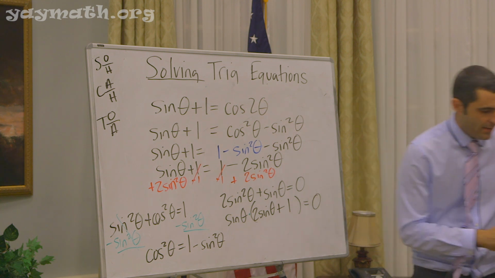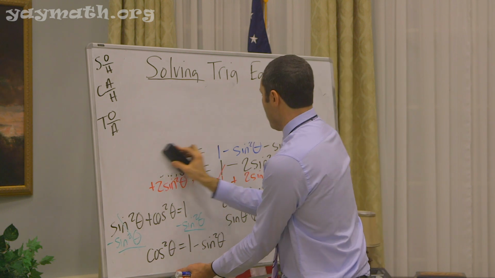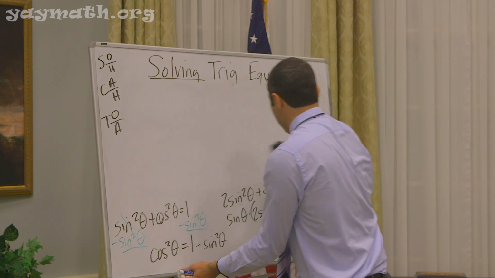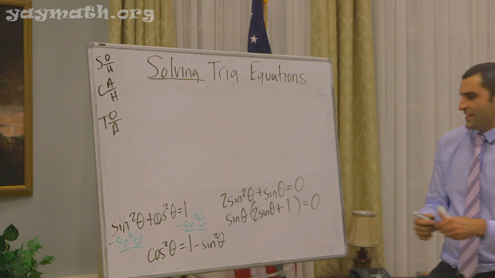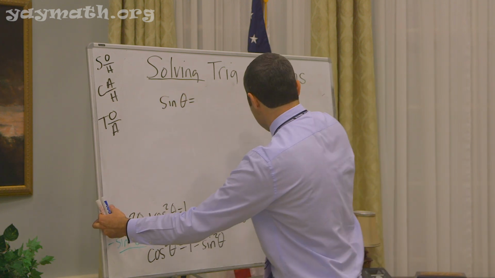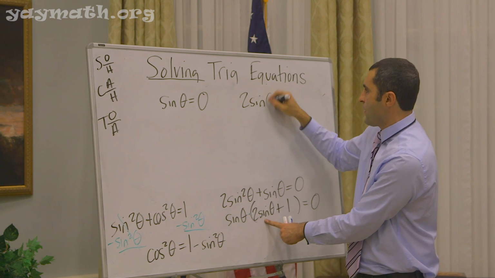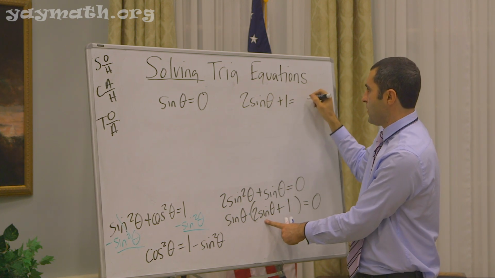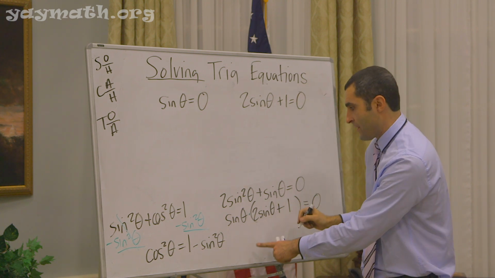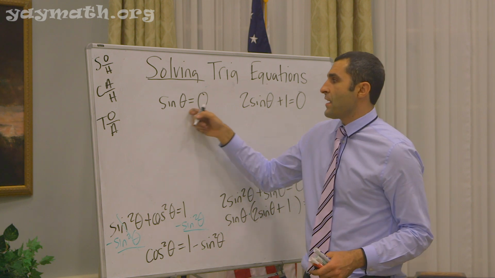Let's use some room up here. Breathe easy on that. Let's take a deep breath and celebrate the finish line here. Sine theta equals 0 and 2 sine theta plus 1 equals 0. There's no square because we factored out sine. We could solve it now. So sine theta equals 0.